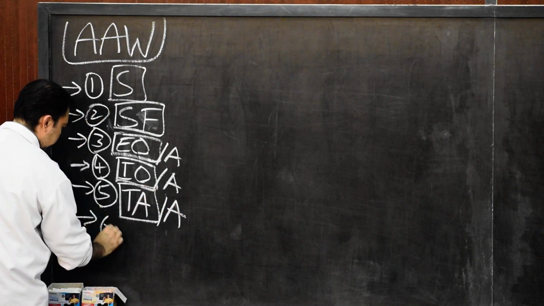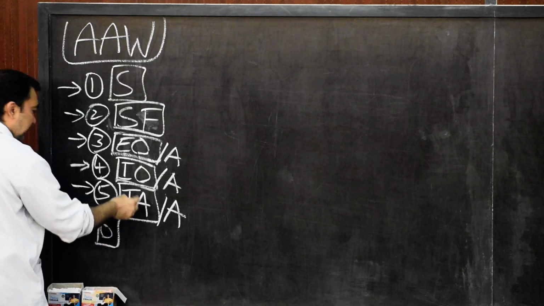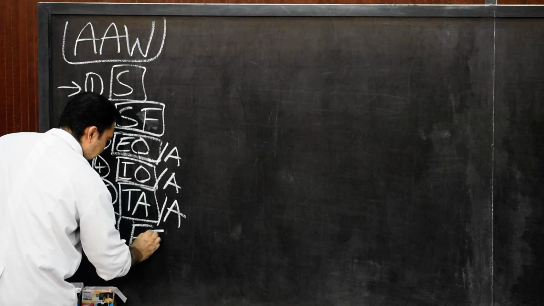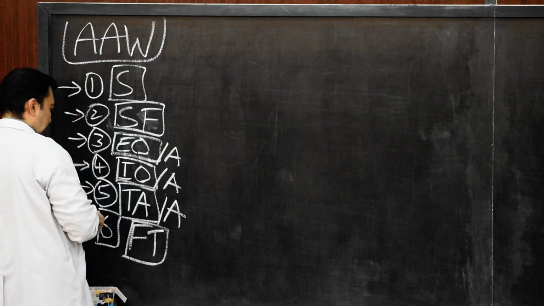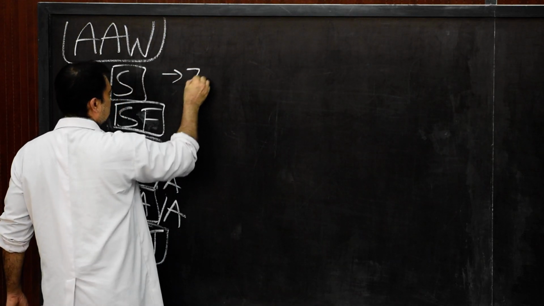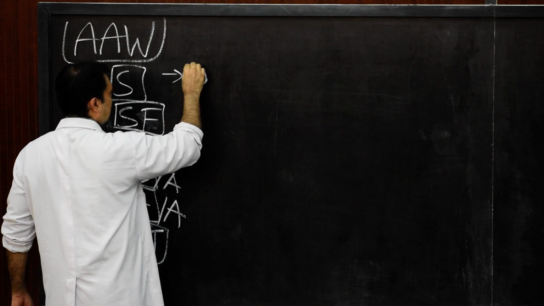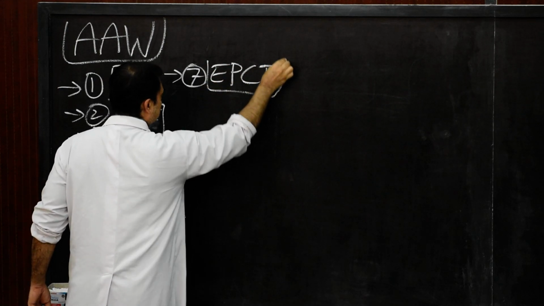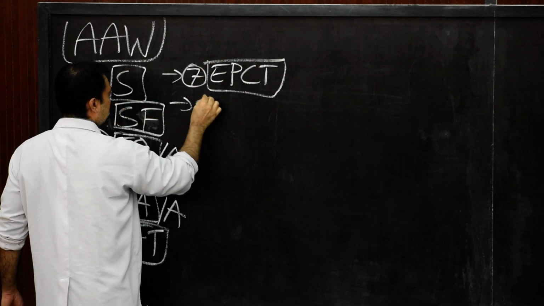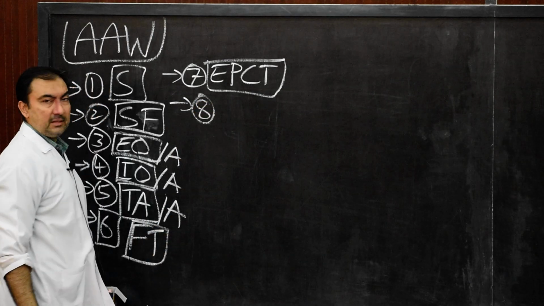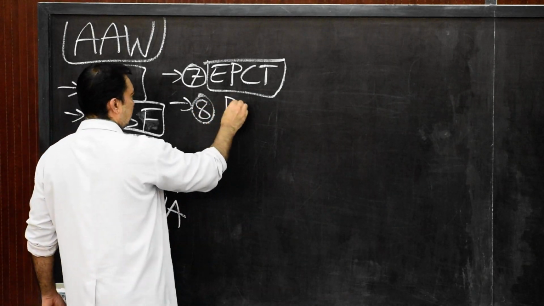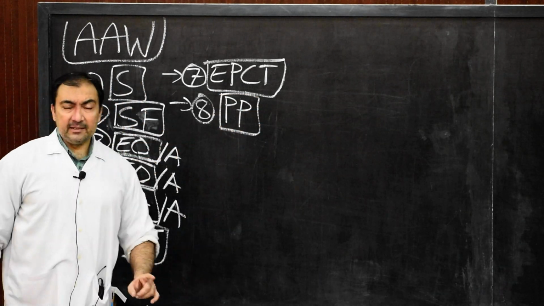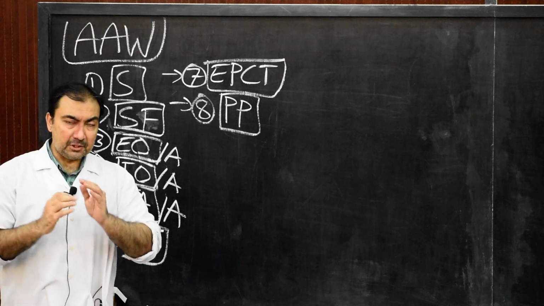Then number 6, just deep to transversus abdominis, is the fascia transversalis. Number 7 is the extraperitoneal connective tissue. And number 8 is the parietal peritoneum. You must remember all 8 layers of the anterior abdominal wall from superficial to deep.